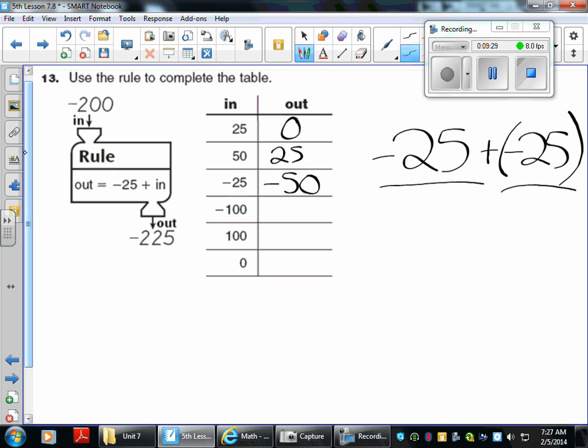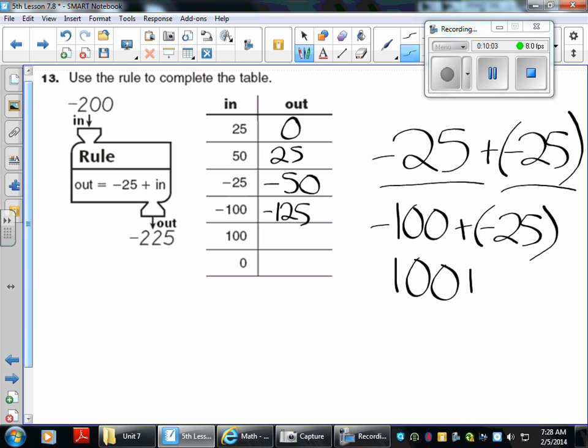Same type of problem applies for the next one. I have -100. I owe $100. I'm adding another debt, another $25 I owe. I owed 100, and now I owe another -25. That means I have to go further to the left, because I'm going further in debt, which means I should go -125.